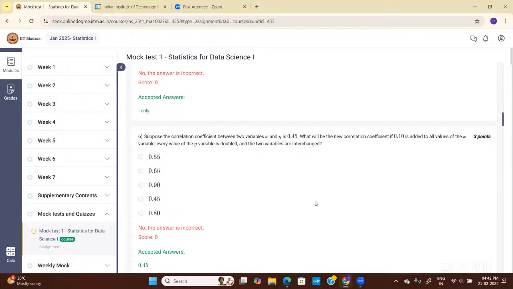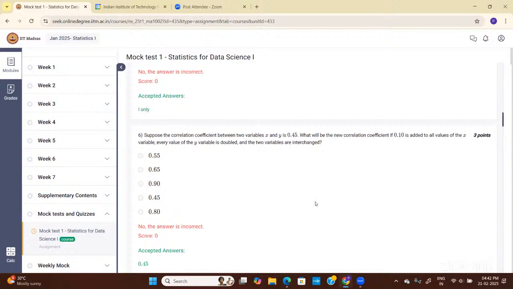Ma'am, I have a little request to you. Please take a blank white sheet and describe something about the correlation coefficient, please. I am a little confused about the correlation coefficient.